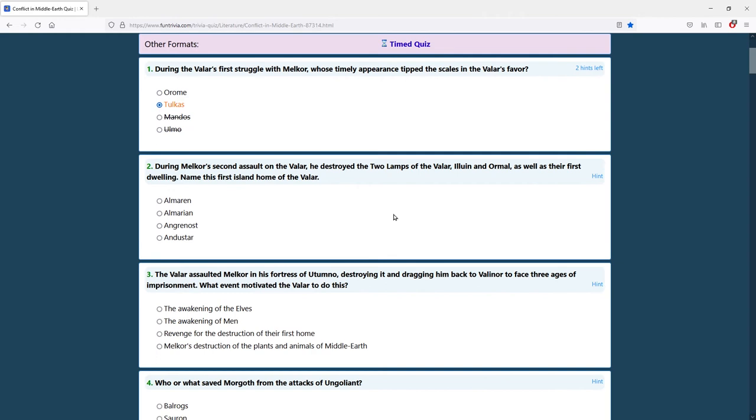Number two: during Melkor's second assault on the Valar, he destroyed the two lamps of the Valar, Illuin and Ormal, as well as their first dwelling. Name this first island home of the Valar. Almaren, Almarian, Angrenost, Andustar. No idea. And I know I said that I wasn't going to do the hint thing. Angrenost? Or Almaren? No, I only have three hints. Well, I didn't need the first one, but too late.